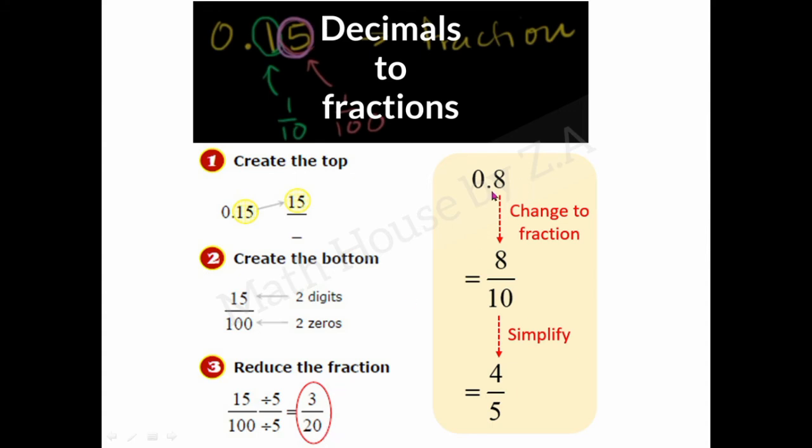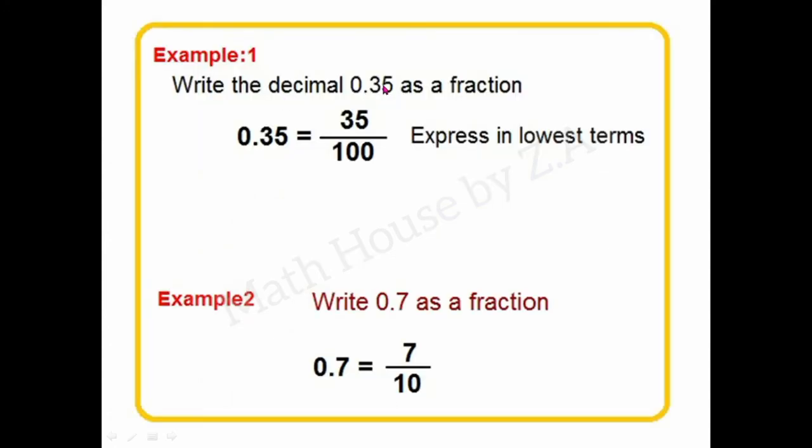Here is another example, 0.8. In place of the point we put 1, and since we have 1 digit after the point, we put only 1 zero after it, so it becomes 8 over 10. When you divide 8 by 2 and 10 by 2, it becomes 4 over 5. Now write the decimal 0.35 as a fraction. Put 1 in place of the point, and we have 2 digits after the point, so we put 2 zeros. It is 35 over 100. To express it in lowest form, 35 is divisible by 5 and 100 is also divisible by 5, so you get 7 over 20.